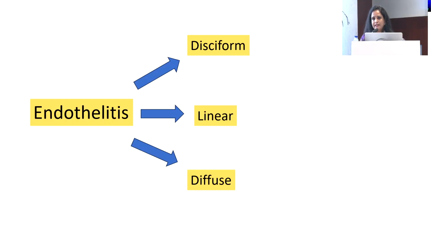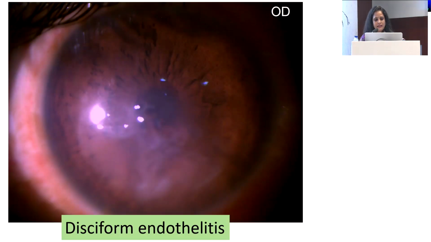Coming to endotheliitis, this is also an immune response to the endothelial cells which leads to corneal decompensation with stromal edema and epithelial edema. These can present as disciform keratitis, which has clear disc edema with keratic precipitates confined to the disc-shaped edema. Then we have linear endotheliitis, where the keratic precipitates are confined to a linear pattern with trailing corneal edema. In diffuse endotheliitis, we have diffuse corneal edema with dispersed keratic precipitates and corneal edema from limbus to limbus. So this is a disciform endotheliitis.